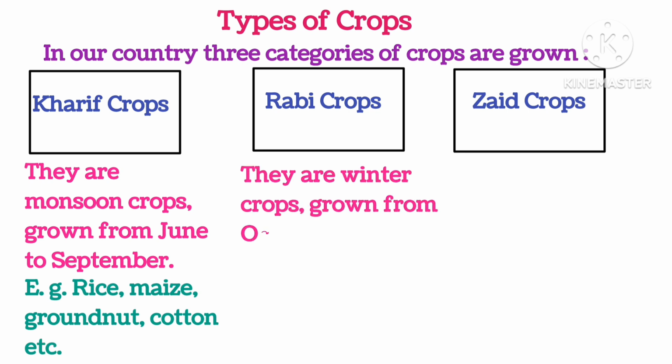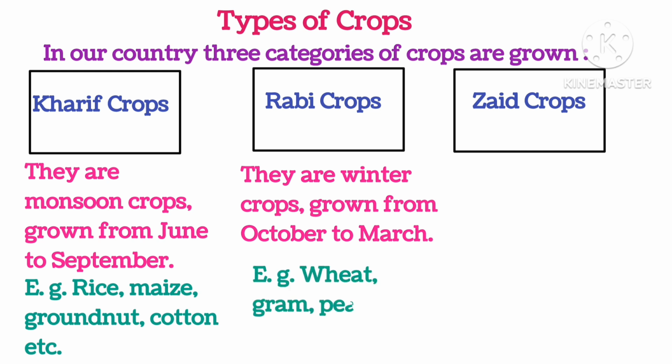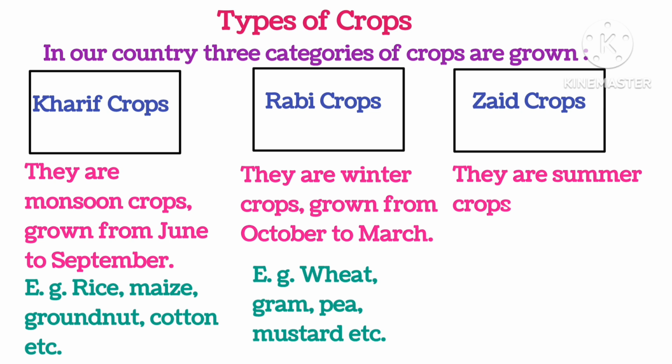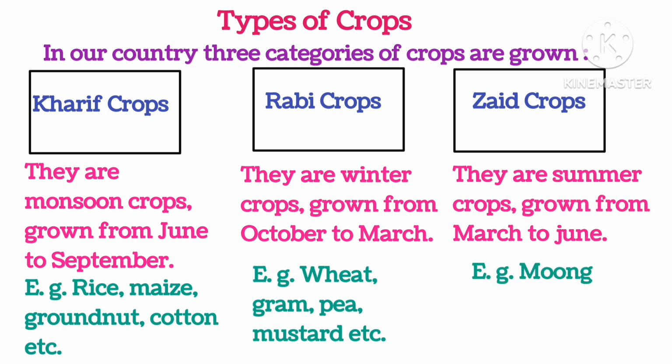Rabi crops are winter crops grown from October to March. Examples are wheat, gram, pea, mustard, etc. Zaid crops are summer crops grown from March to June. Examples are moong, watermelon, cucumber, etc.